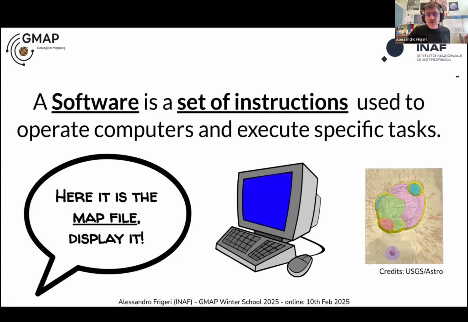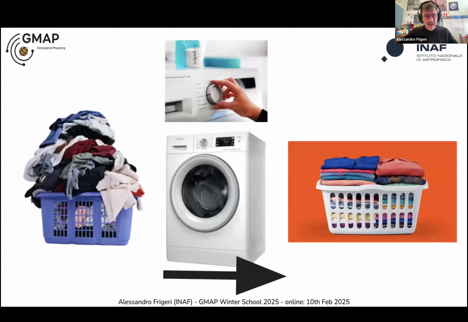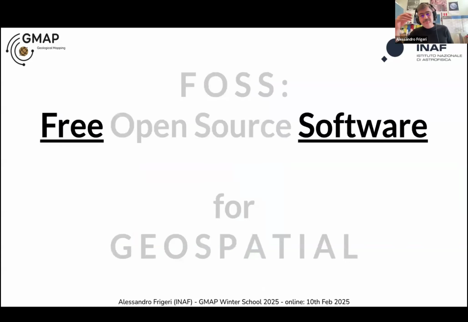So if we go simple, the archetype of a program is the washing machine. So we have dirty clothes, we have a washing machine, and the program is the sequence of phases of washing that is necessary to get washed clothes or clean clothes. So this is the software, basically. We need the software to make the machine work and to do a task.